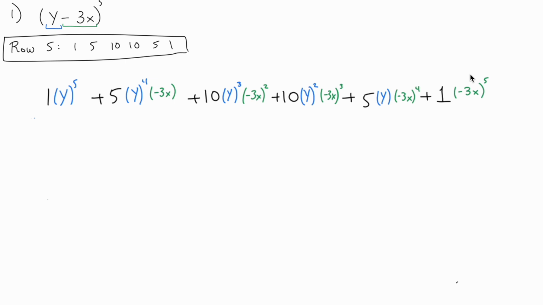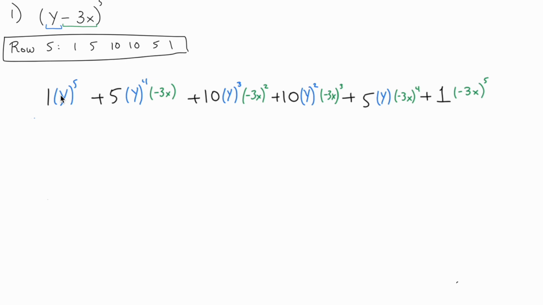Okay, so now that you have understood how the pattern works, we're going to simplify each term. So each term has a little operation, and we're going to do it. For example, here, it's the easiest operation. I didn't even write it, sorry. It's 1 times y to the power of 5. 1 times y to the power of 5, that is just y to the power of 5. So that was very easy.